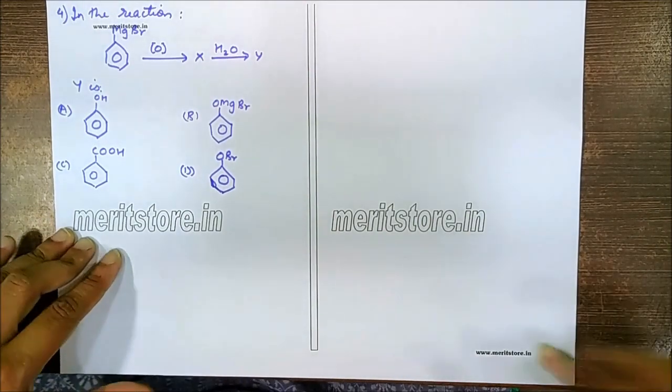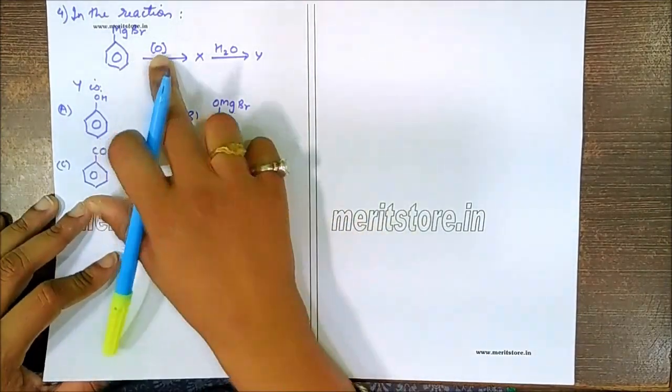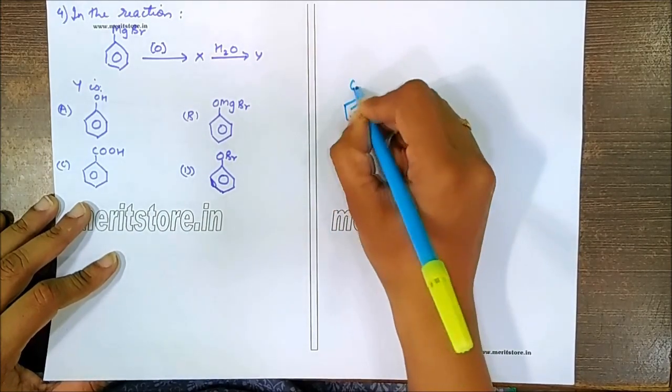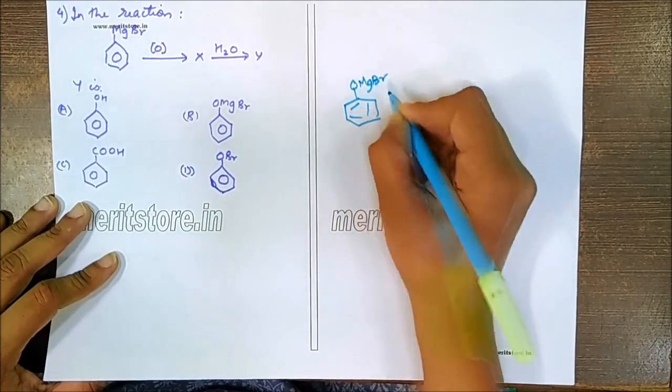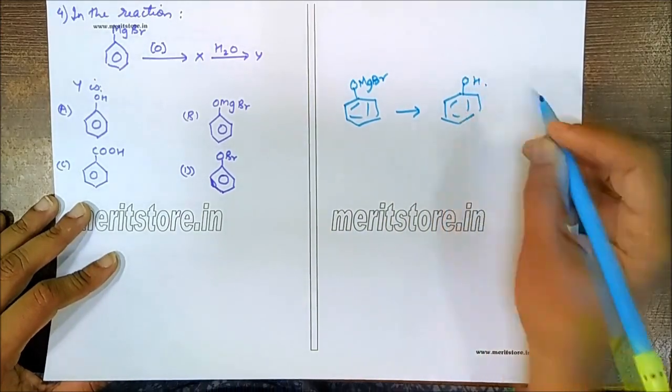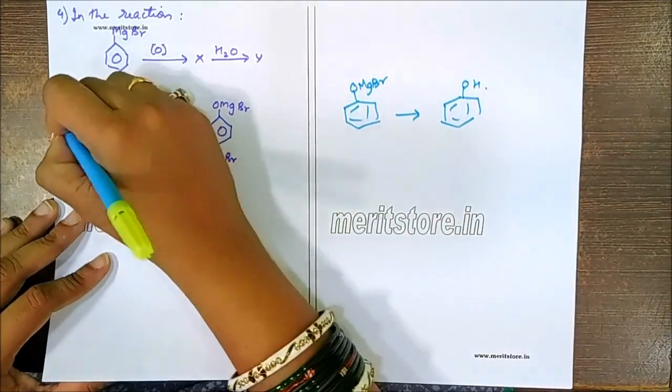In the following reaction, this is MgBr. If you oxidize this, you will get OMgBr, followed by the hydrolysis will give us formation of the phenol. So our option is option A.